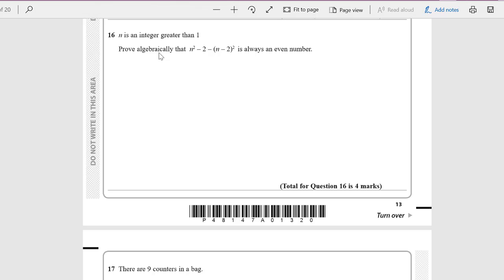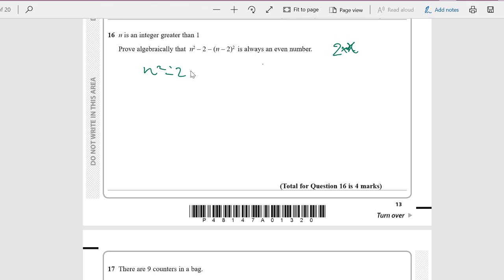Question 16. n is an integer greater than 1. Prove algebraically that n squared minus 2 minus (n minus 2) squared is always an even number. This is just proof. The first thing we need to do is think about how we can show that something is an even number. When we have an even number, it's going to be 2 times n. Anything multiplied by 2 is going to be even. So in this case we want to show that we have 2 times some x, and essentially derive that form from this expression. So let's think about how we do that.